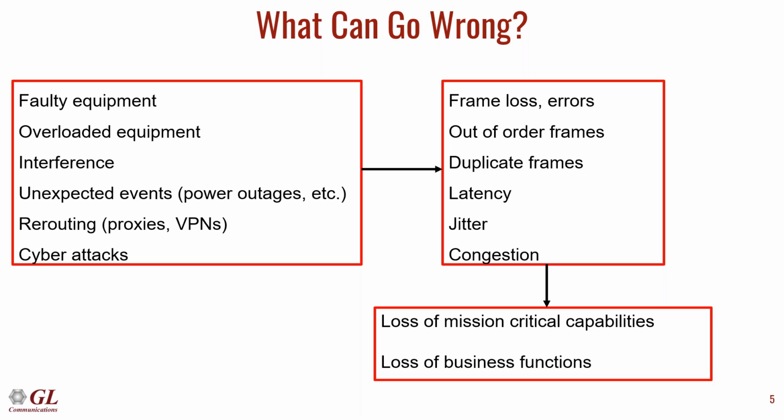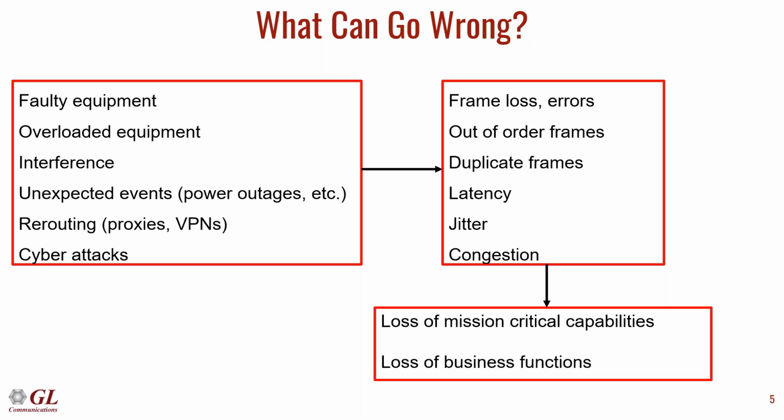Well, it can lead to frame loss, frame errors. On an Ethernet network, everything is frames. And so all these different things can cause frame loss, frame errors. It can cause out of order frames, duplicate frames. Latency is a big one, obviously. Jitter, which is basically variable delay, and congestion. So those in that top right red box there, those are some of the statistics that you can observe when you're doing any sort of Ethernet or IP test.